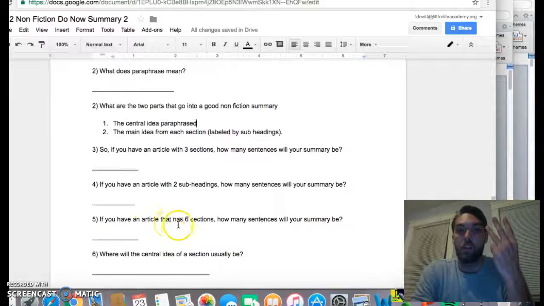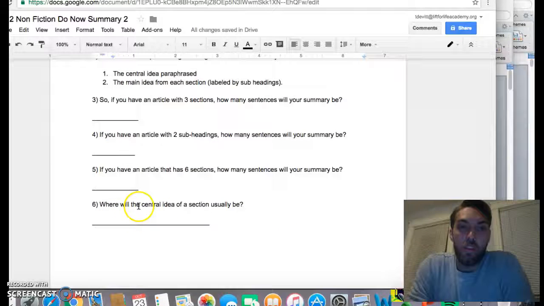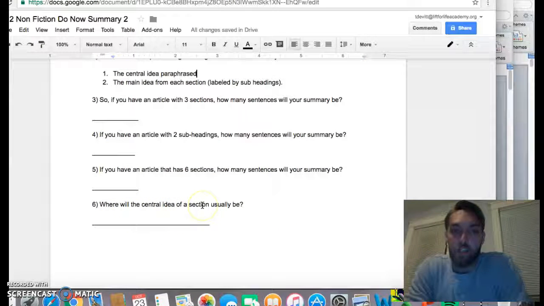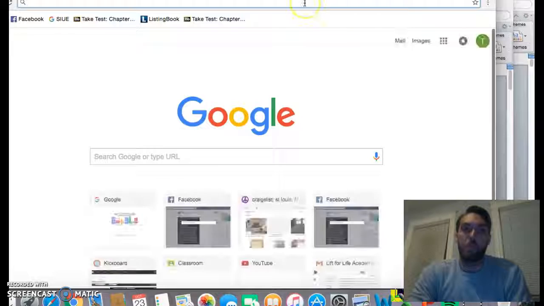Okay, you should be able to think through this one. If it has 6 sections, how many sentences? The answer is, of course, 7. Okay, where will the central idea of a section usually be? Let me show you the way that this works. So I'm going to pull up another tab.